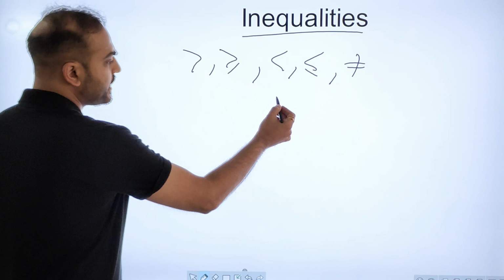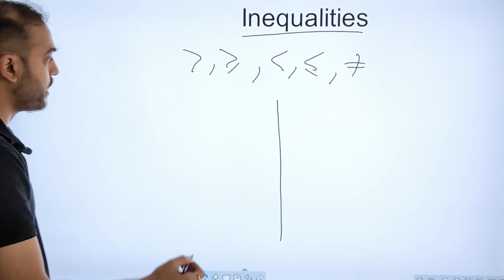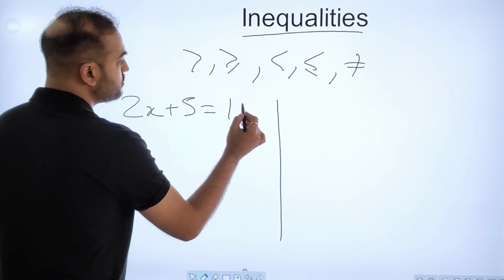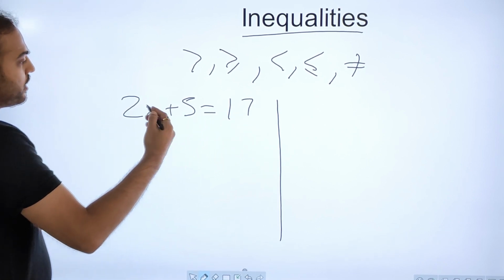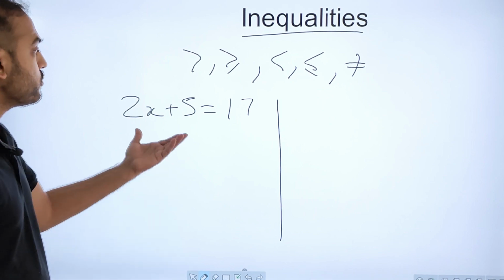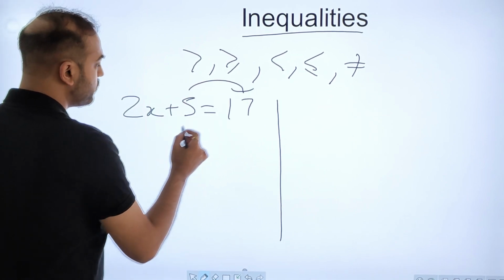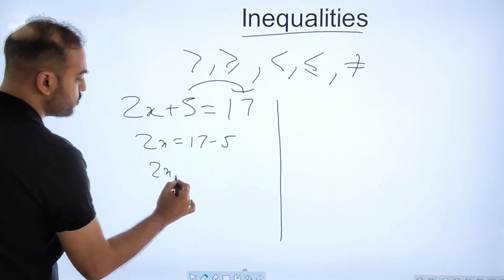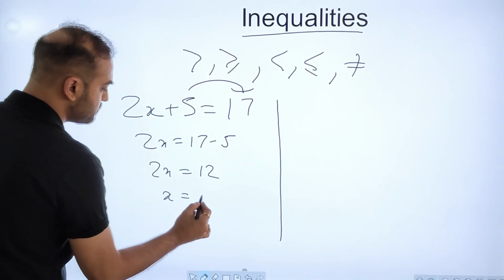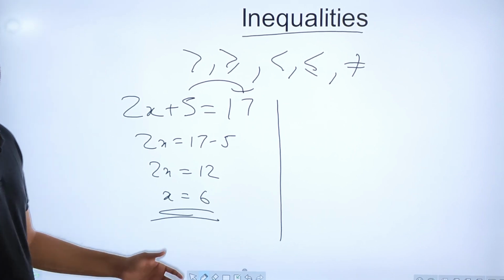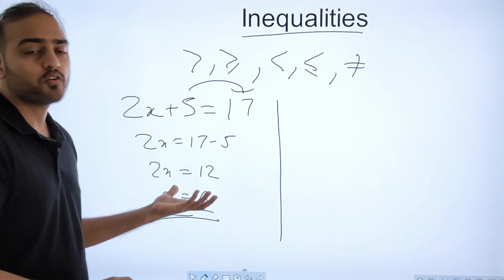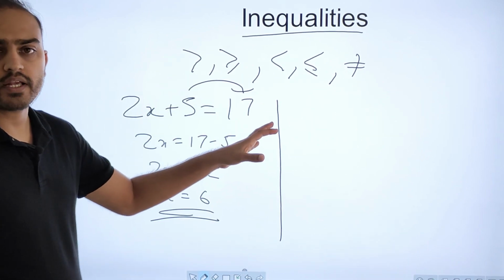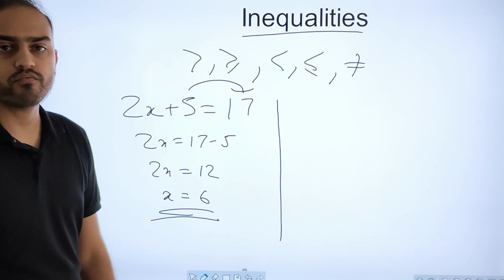Let's start with an example first. Say we have an equation 2x plus 5 is equal to 17. I'm assuming all of you know how to solve this. 5 goes there, 2x becomes 17 minus 5, 2x becomes 12, x becomes 6. This is how we solve a linear equation.